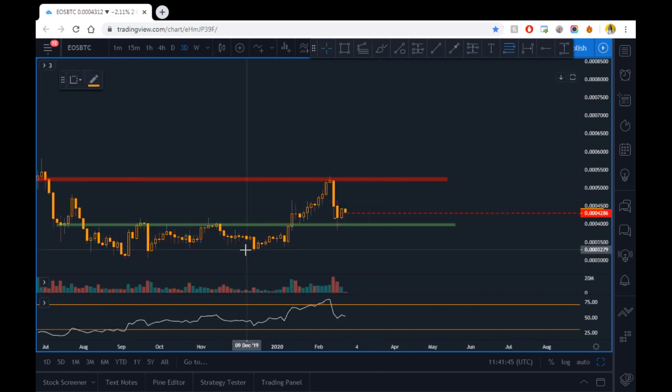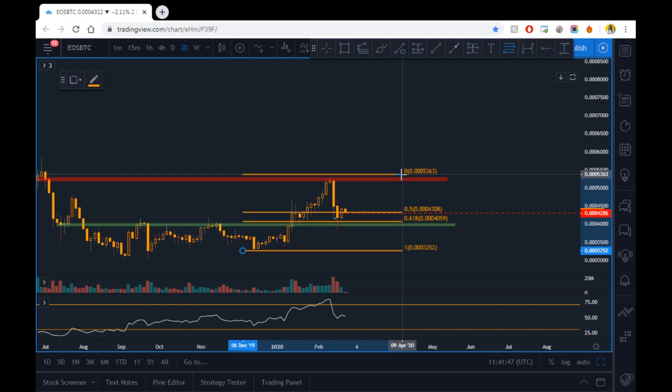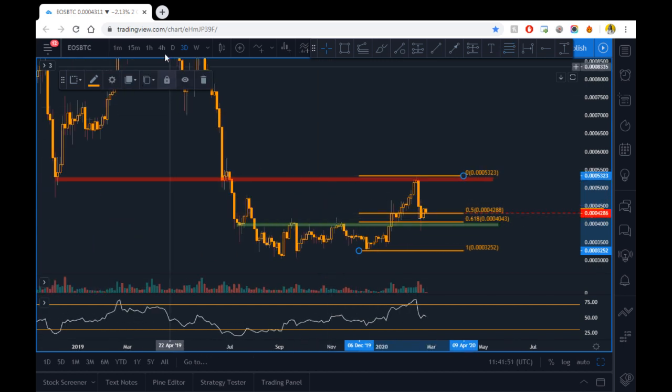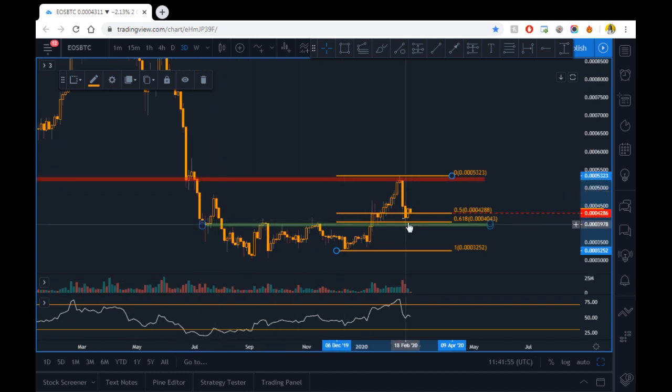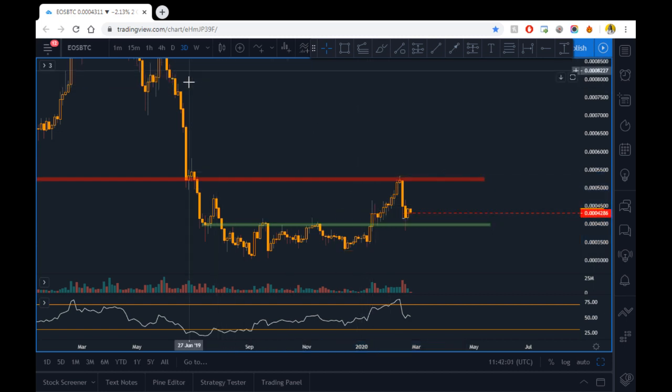Now, just starting off, as you can see, we've had a nice little retracement here from this resistance area on the 3-day chart, as you can see, heavy resistance here. And we've pulled back now into the 61.8% retracement mark, which is classed as the golden spot.